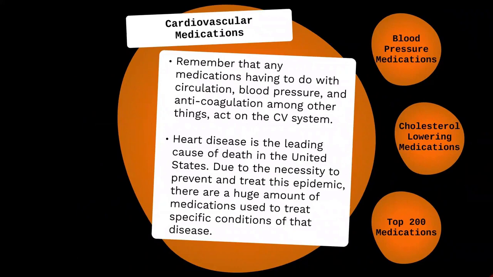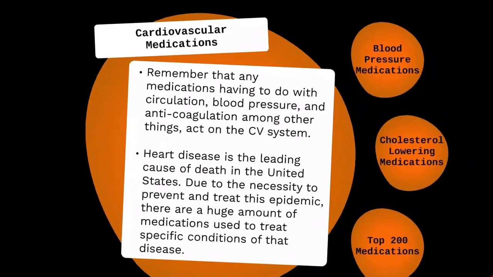So remember that any medications having to do with circulation, blood pressure, and anticoagulation, among other things, act on the cardiovascular system. Heart disease is the leading cause of death in the United States. Due to the necessity to prevent and treat this epidemic, there are a huge amount of medications that are used to treat specific conditions of that disease. We're going to discuss blood pressure medications, cholesterol-lowering medications, and then, of course, give you examples of the top 200.